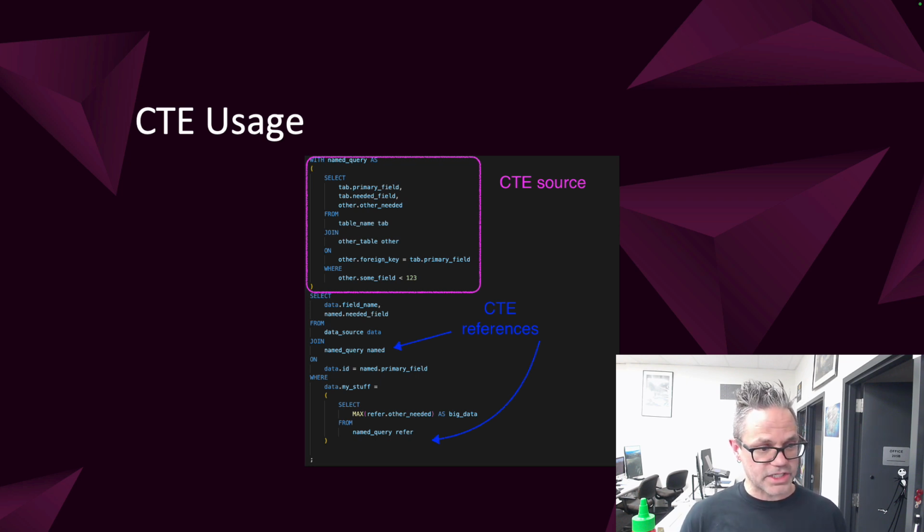And then WHERE data.my_stuff equals, then I'm going to SELECT MAX from refer.other_needed AS big_data FROM named_query refer. So I'm aliasing it yet again and using that value in the WHERE clause as a subquery, as well as in a join right there. So I can use this multiple times.